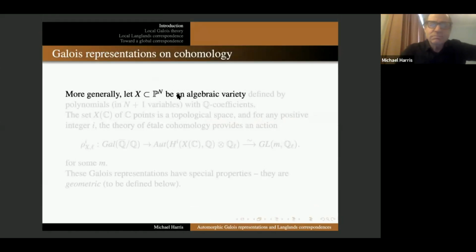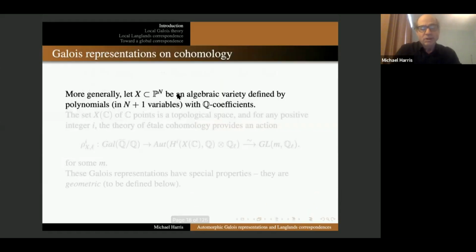Let's be as general as possible. We want to take X to be an algebraic variety defined by polynomials in the n+1 variables in the projective space with rational coefficients. Well, the set of points with complex coordinates is a topological space.